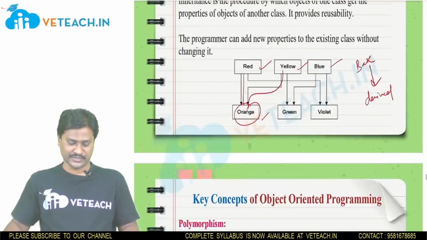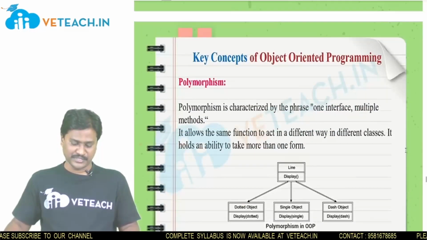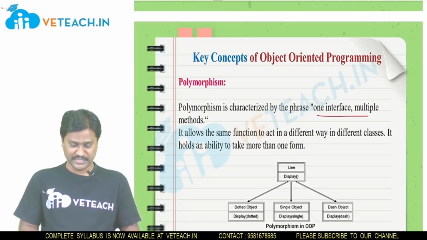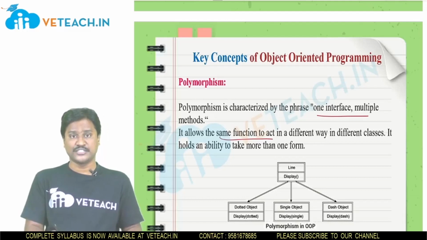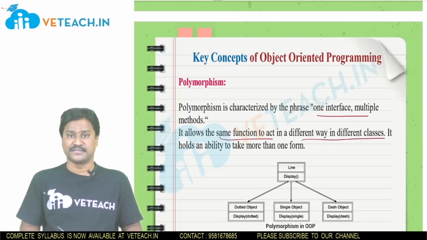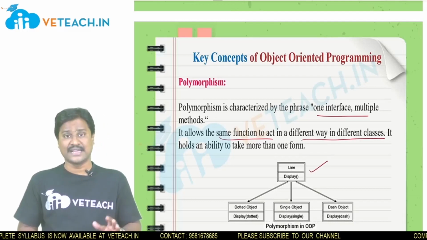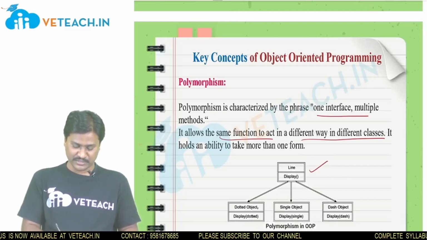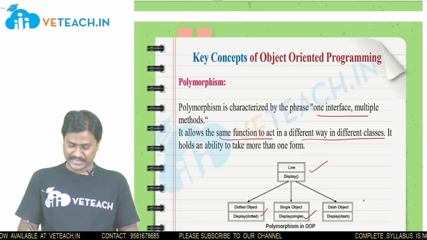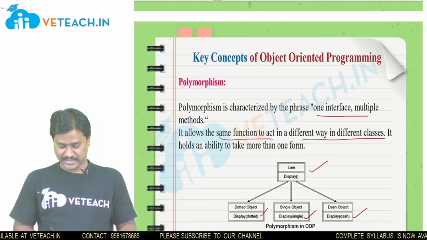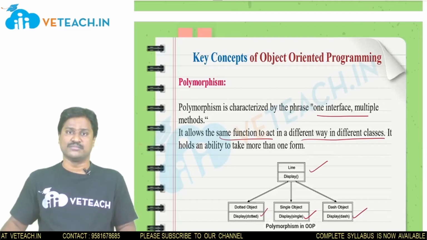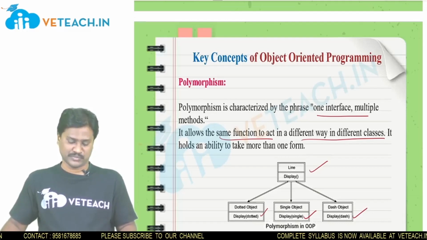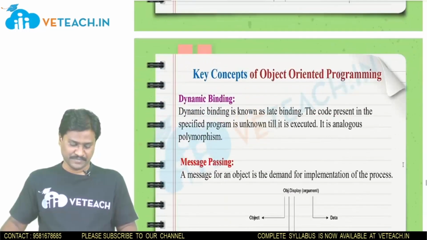This is called inheritance. And polymorphism means one interface and multiple methods. It allows the same function to act in different ways in different classes. Just like this, line is a type of one interface. By using this we can construct a dotted line, a single line or a dashed line. This is considered polymorphism in C++, and it is also an important property of C++ object oriented programming.